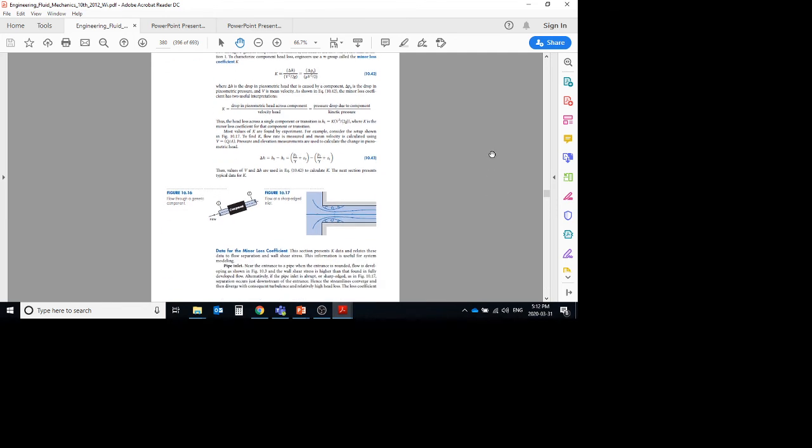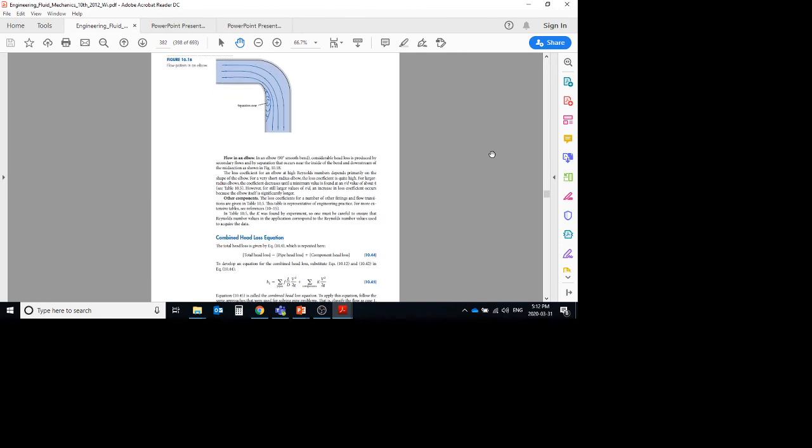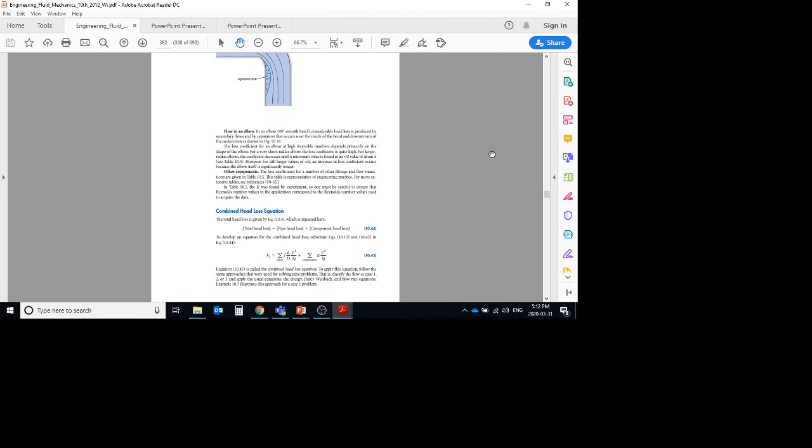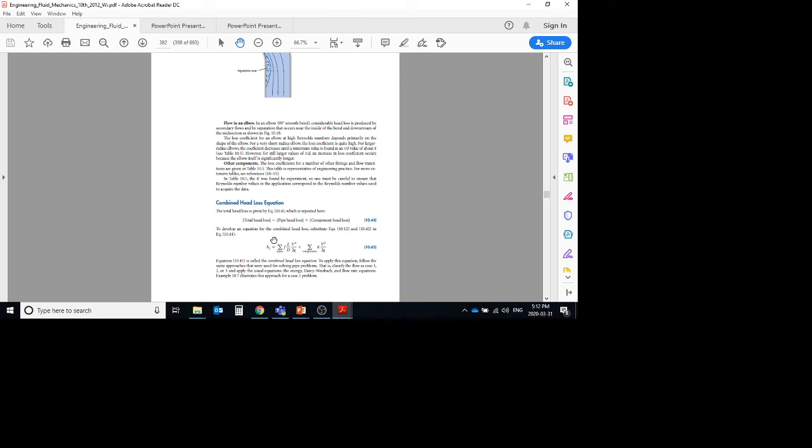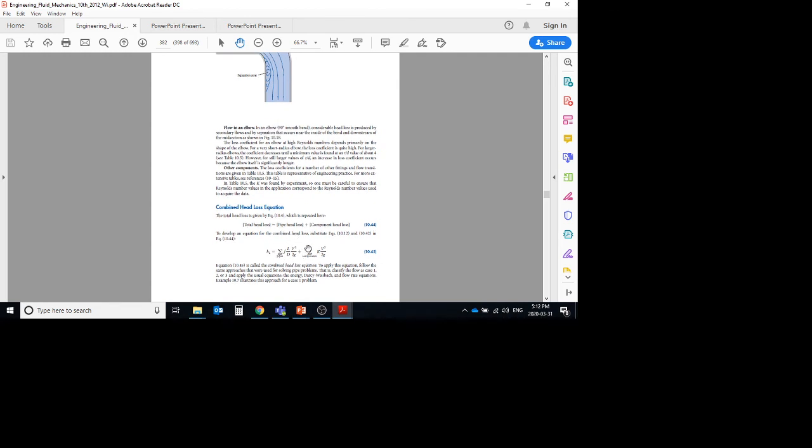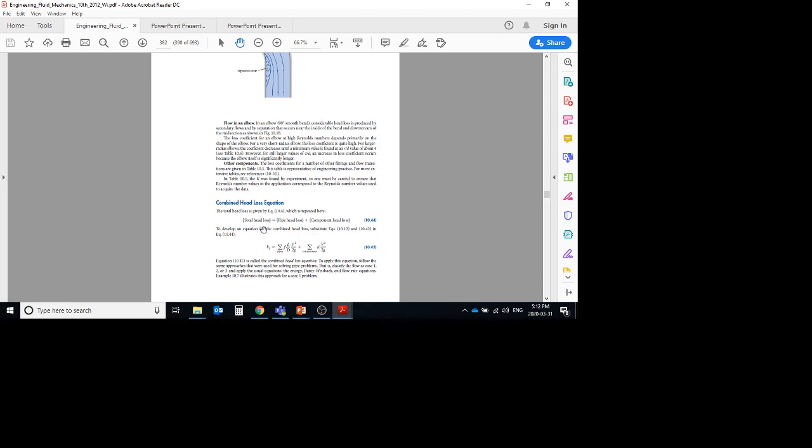So the total head loss, what will be the total head loss? The combined or the total head loss would be the head loss due to the major head loss of the pipes and the head loss due to the components. This is a very, very important formula. Just, folks, just remember this. Total head loss equals the head loss due to the pipes, or the major head loss, which is a summation.